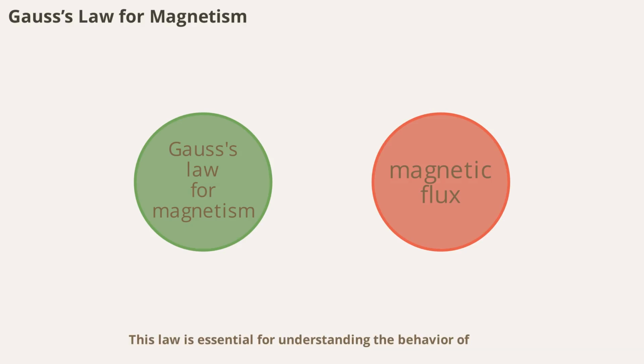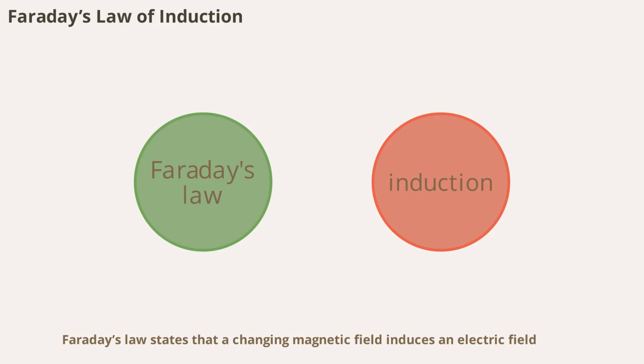This law is essential for understanding the behavior of magnetic fields and is one of the four Maxwell's equations. Faraday's law states that a changing magnetic field induces an electric field. This principle is the basis for electric generators and transformers. Faraday's discovery revolutionized technology, enabling the generation and distribution of electricity on a large scale. It's a key concept in both physics and engineering.